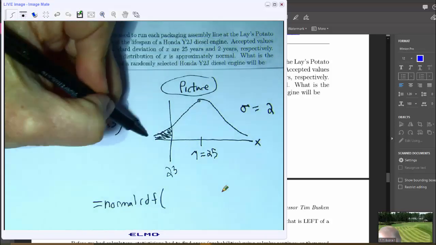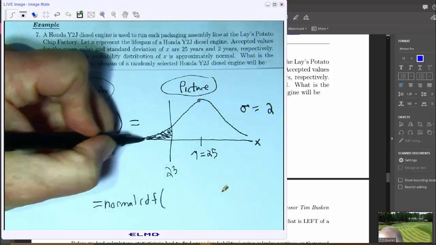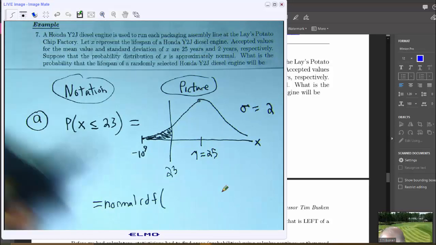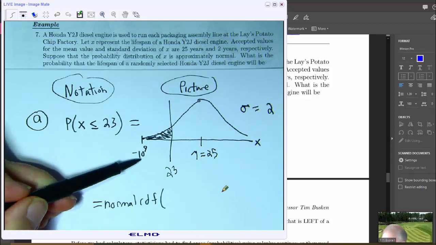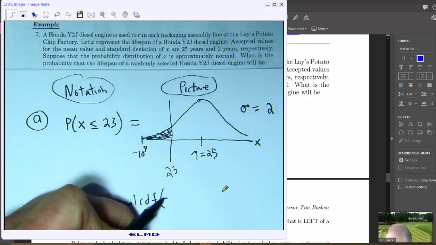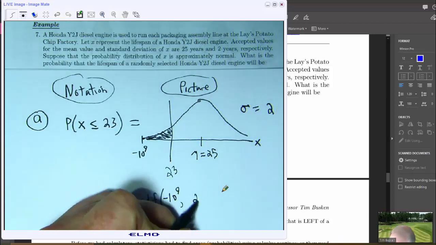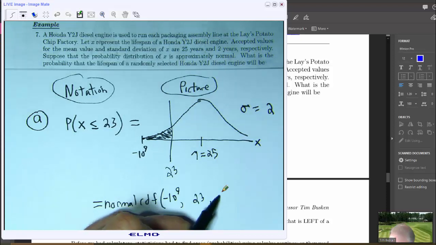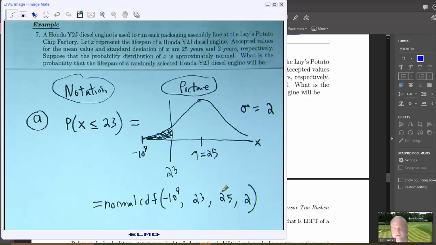And here there's no lower boundary, or the lower boundary is at negative 10 to the 9, which is a good approximation of infinity. So I need to tell the calculator I need the area between these two numbers, negative 10 to the 9 and 23. So those are my lower and upper boundaries. And then we tell the calculator what the mean is first, and then the standard deviation, which is 2. Okay, so now I'm off to do the calculator part.